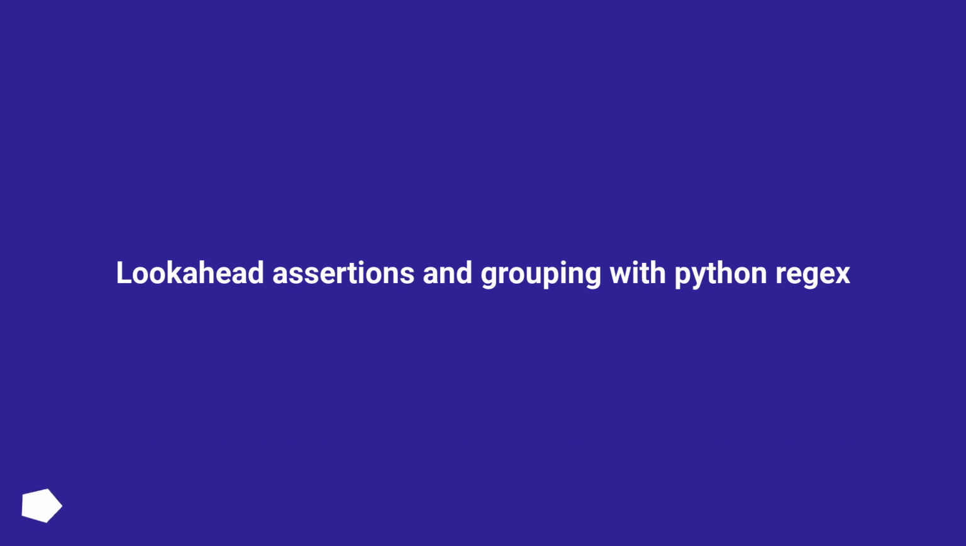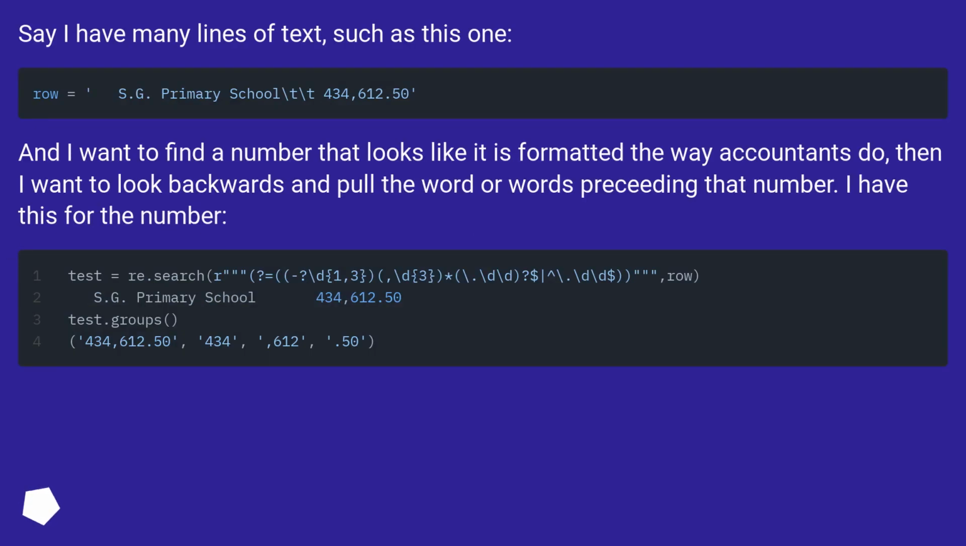Lookahead assertions and grouping with Python regex. Say I have many lines of text, such as this one. And I want to find a number that looks like it is formatted the way accountants do. Then I want to look backwards and pull the word or words preceding that number. I have this for the number.